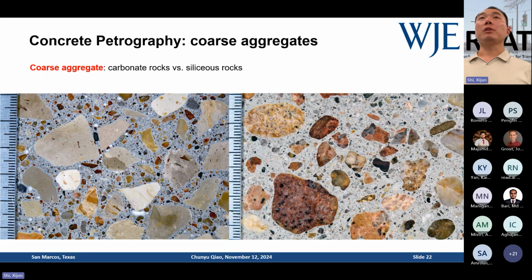We can also look at the mineralogical composition of rocks. Here are two images. The one on the left is a limestone, basically here in Texas, that's limestone aggregate. And the one on the right is a concrete sample from Colorado, which is rich in siliceous rocks, which is granite over there. Visually, they just look very different.